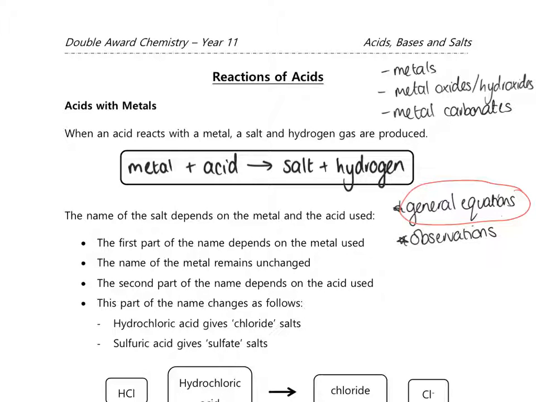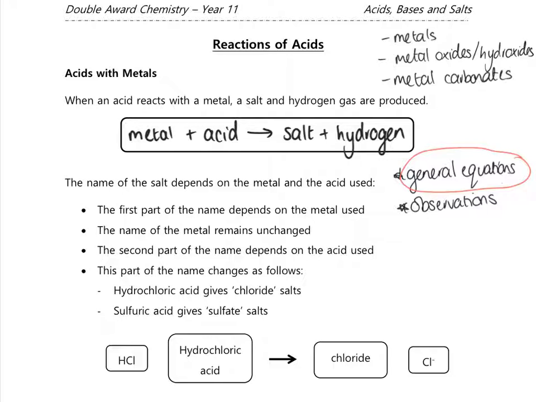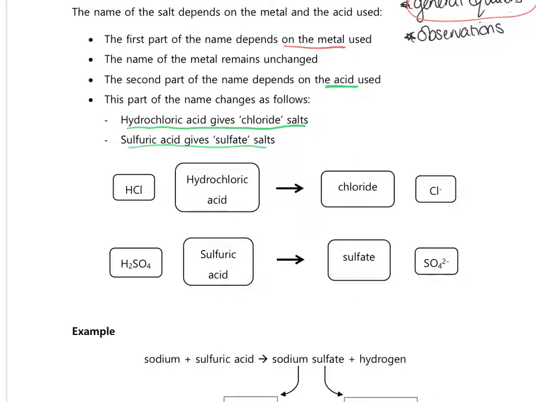And when we're naming the salts, we have a few rules that apply. The first part of the name comes from the metal, and the second part of the name comes from the acid that we use. So the first part of the name comes from the metal, and that name remains unchanged. The second part comes from the acid, and the ending changes depending on the acid that we use. Hydrochloric acid changes its ending to chloride. Sulfuric acid changes its ending to sulfate, and that's all given here.